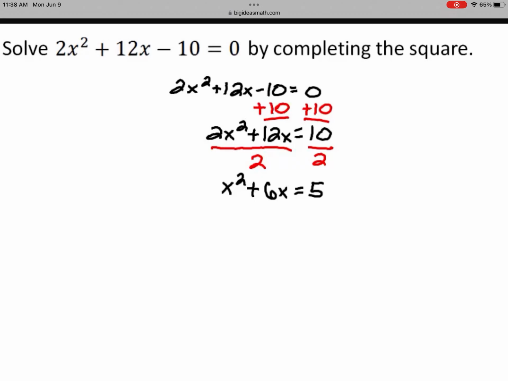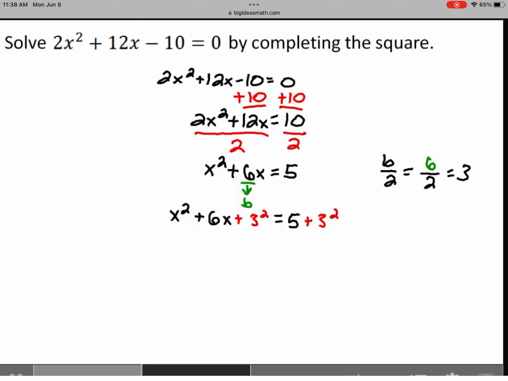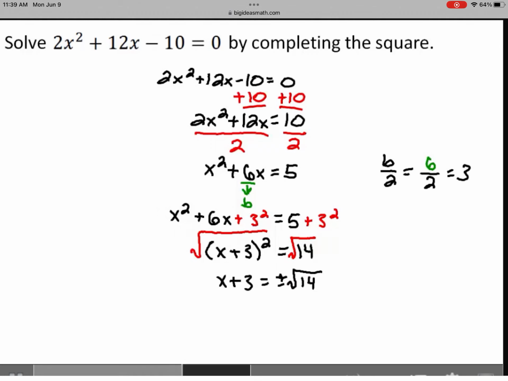X squared plus 6x is of the form x squared plus bx, where b equals 6. Because b is 6, b divided by 2 equals 6 divided by 2, which equals 3. So to complete the square, add 3 squared to each side. X squared plus 6x plus 3 squared is a perfect square trinomial and factors as the quantity x plus 3 squared. And 5 plus 3 squared simplifies to 14. Now you want to solve for x by first taking the square root of each side, giving you x plus 3 equals the positive or negative square root of 14.